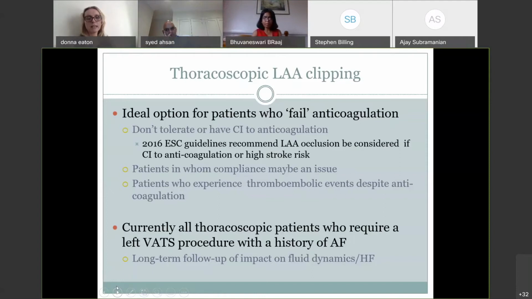But also, certainly patients who get a thromboembolic event despite being on anticoagulation should be considered for a left atrial appendage clip. And as I've said, currently all my patients who are undergoing a thoracoscopic procedure on their left side with a history of AF get a left atrial appendage clip.